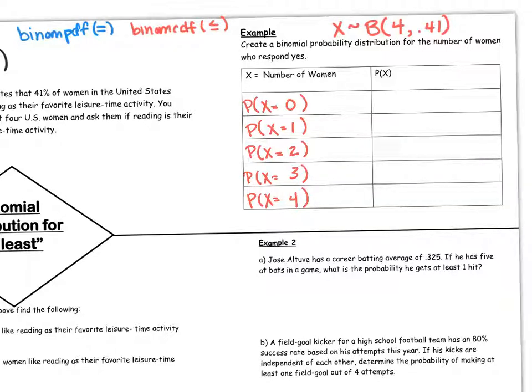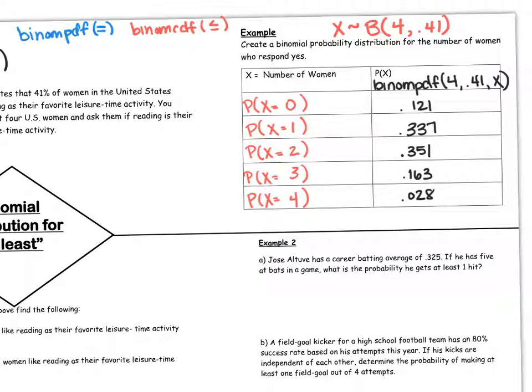So what function do I use? CDF or PDF? PDF. So I'm going to leave the function like this: binomial PDF. The n for all these will be 4. Probability of success will be 0.41. You're going to change your x to whatever the x is. Go ahead and calculate all 5 of those values now: 0, 1, 2, 3, and 4.